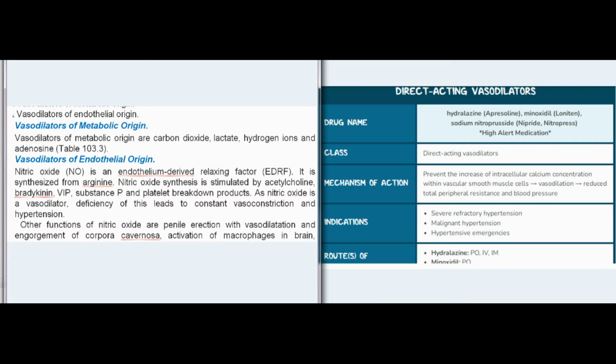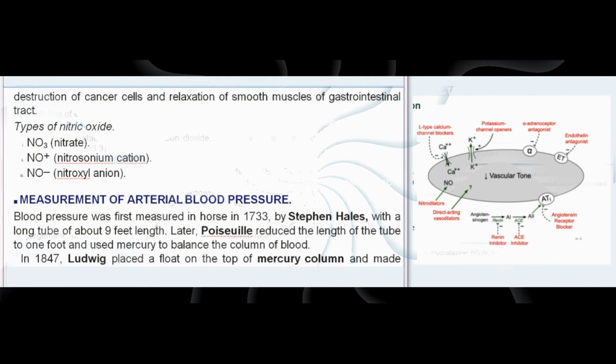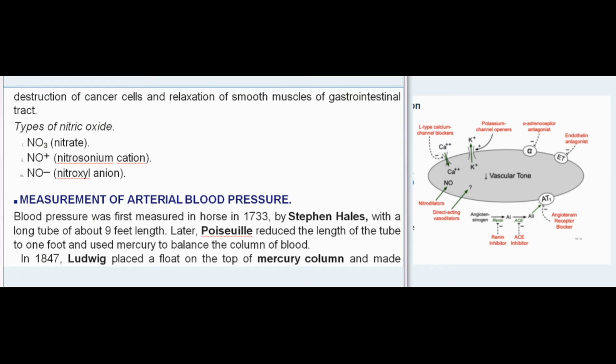Other functions of nitric oxide are penile erection with vasodilatation and engorgement of corpora cavernosa, activation of macrophages in brain, destruction of cancer cells and relaxation of smooth muscles of gastrointestinal tract. Types of nitric oxide. NO3, nitrate. NO+, nitrosonium cation. NO-, nitroxyl anion.